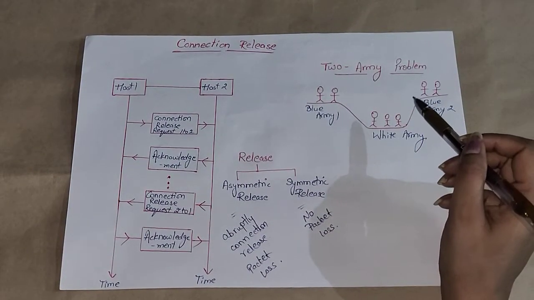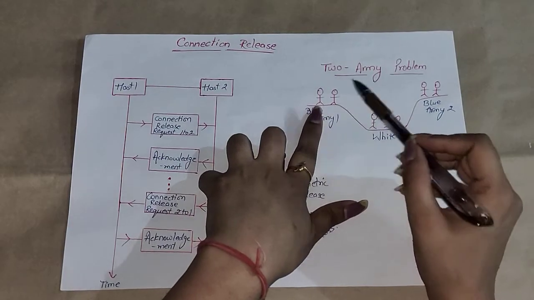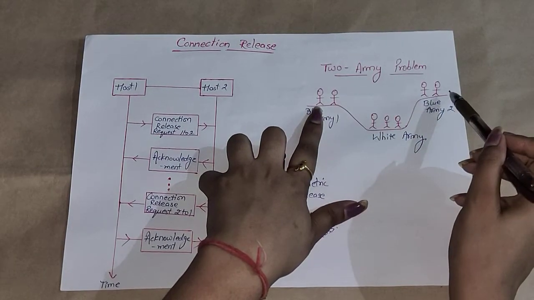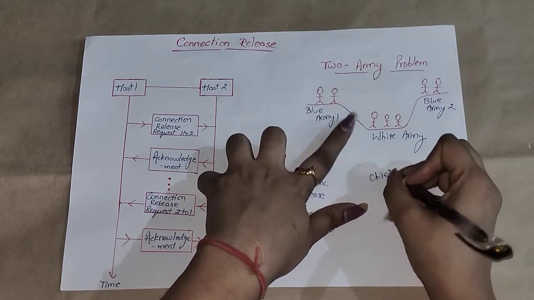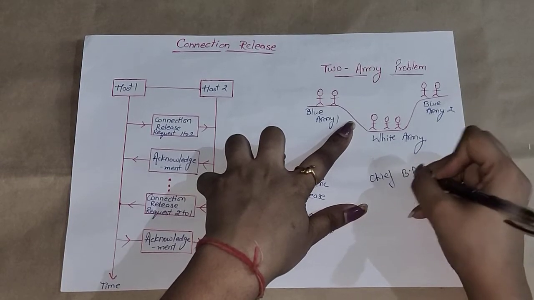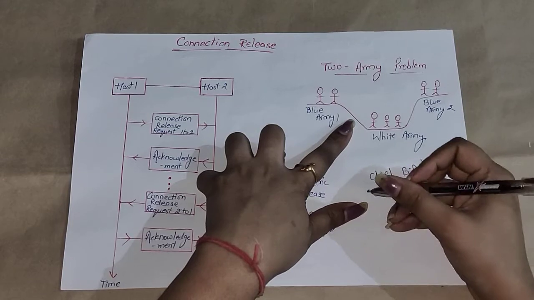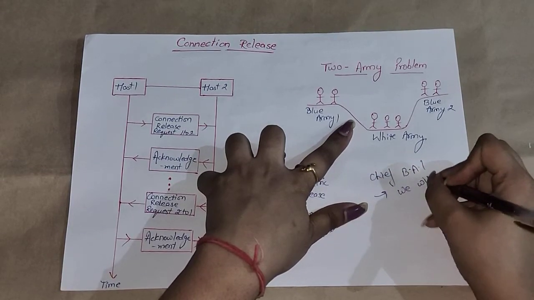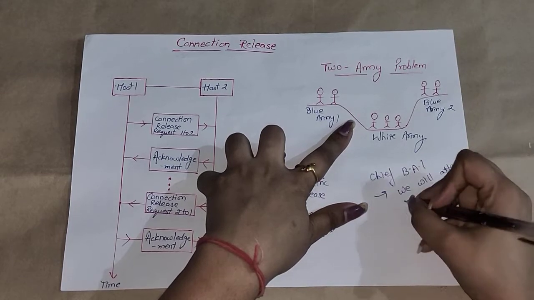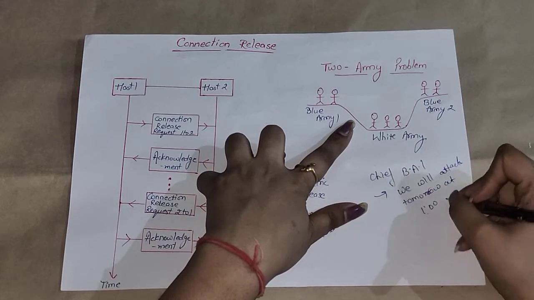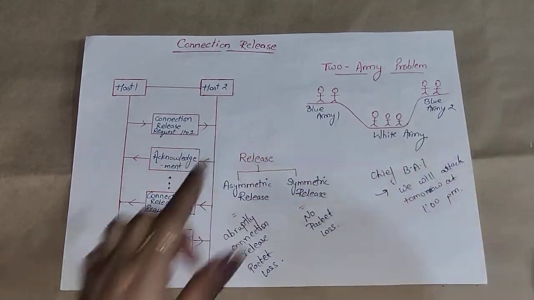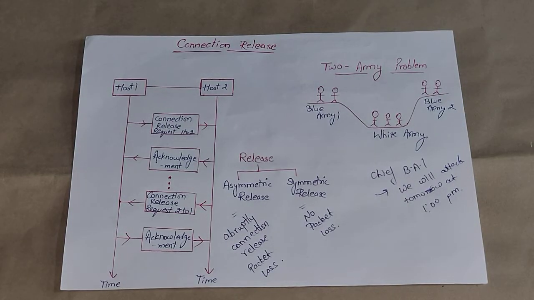Okay, so if they want to achieve this, if they want to win the battle, what they have to do: the chief of blue army 1 will send a messenger to blue army 2, stating that we will attack tomorrow at 1 PM. ठीक है, यहाँ पर चीफ ऑफ ब्लू आर्मी 1 ने क्या किया, एक मैसेंजर भेज दिया ब्लू आर्मी 2 के पास कि they both will attack at 1 PM tomorrow.